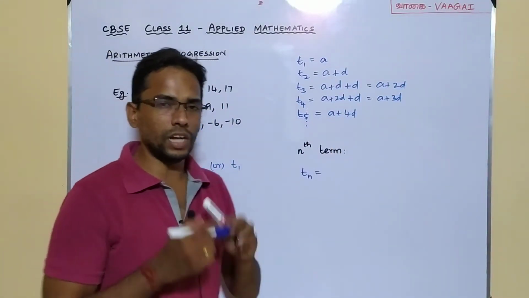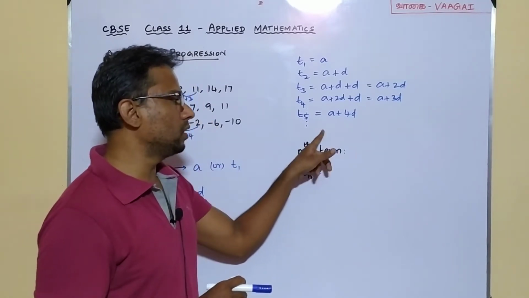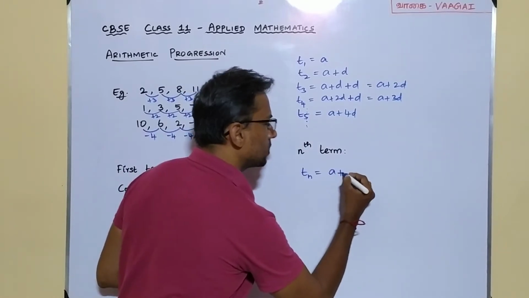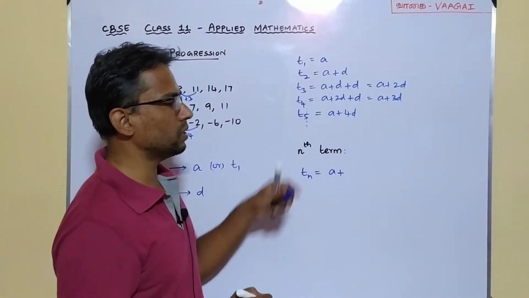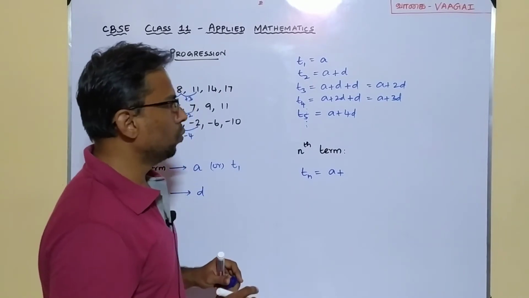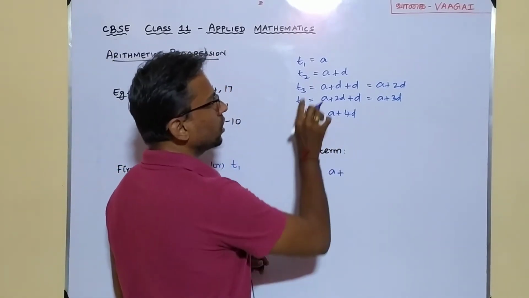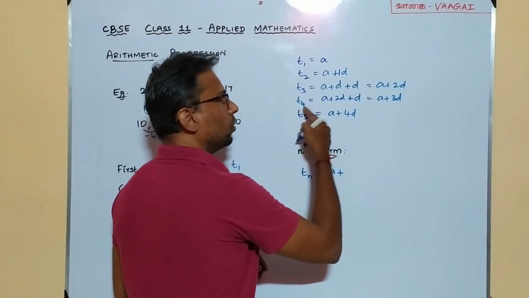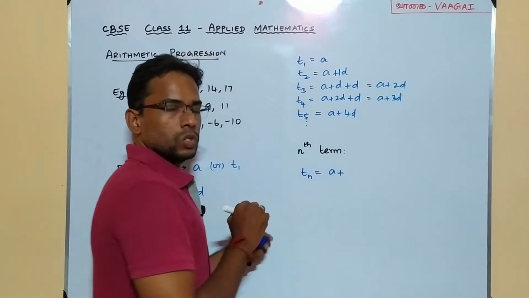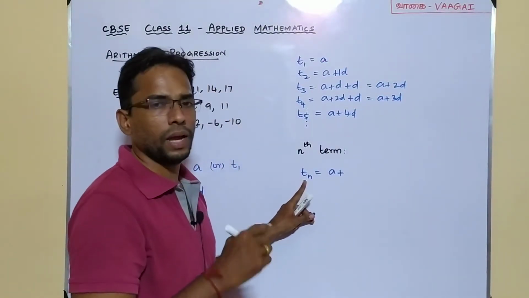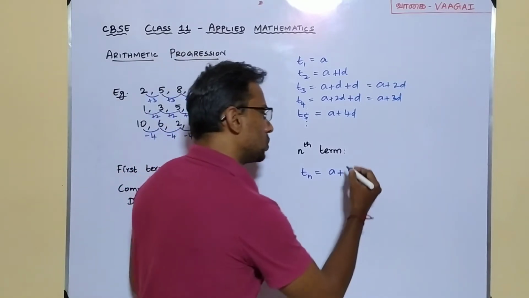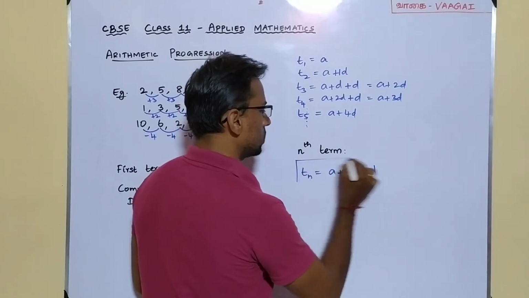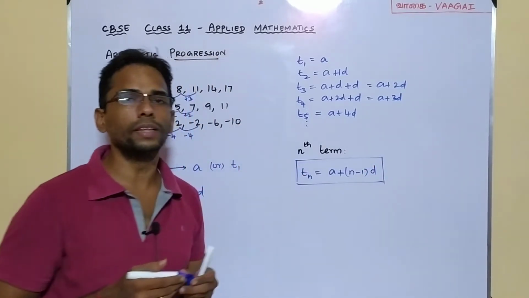So now you can generalize the formula. The nth term of an AP will be nothing but Tn is equal to A plus, because everywhere we have that A plus, now see the coefficient of D that we have here. If it is the second term, it is 1D, third term 2D, fourth term 3D, fifth term 4D. So in that case, if you want to find the nth term, what should be there? Here it is clearly nothing but n minus 1 times D. So this is the formula for us to find the nth term.